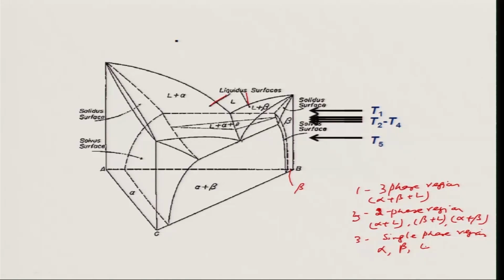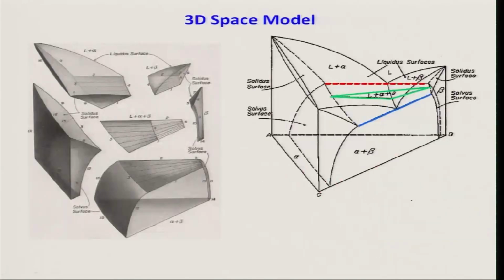So, we need to see the shapes of each of these. At least we need to see alpha, beta, alpha plus liquid, alpha plus beta plus liquid. Then it will be clear to you how things look. So, now again the 3D space model is shown on the right side. What do you see here? You see that the triangle shown here, liquid plus alpha plus beta, is what is known as the 3 phase equilibrium zone, and it basically remains the same.